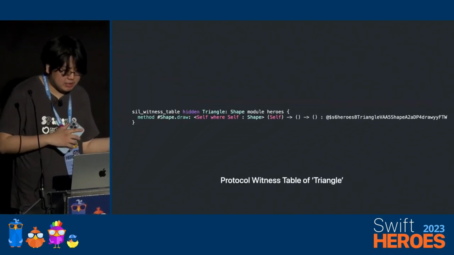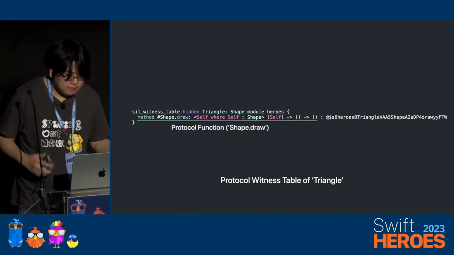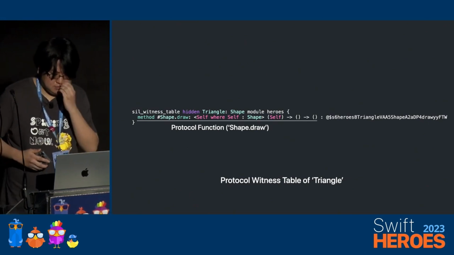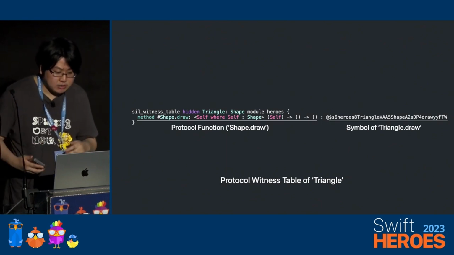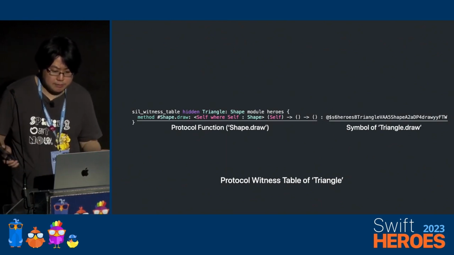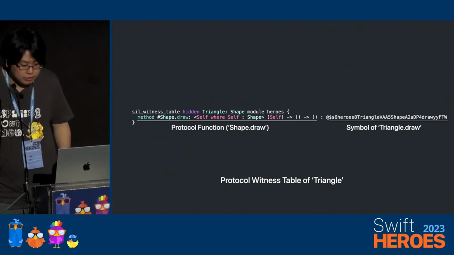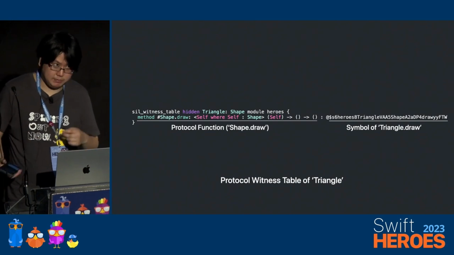First, this is the generated protocol witness table of Triangle. This first line indicates the information about the Shape protocol's draw function. The right part has a function symbol that indicates the Triangle's draw function. It looks like the protocol function draw is mapped to Triangle's function draw. As I said before, this information is used for method dispatching.